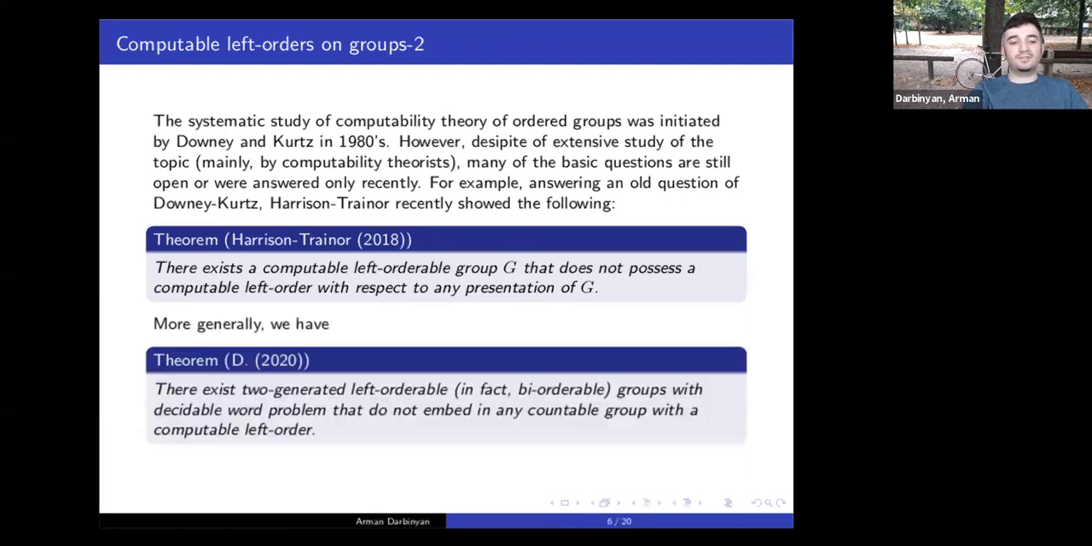I must say that this result was later generalized, and in fact not only for a countable group: there also exists a finitely generated group, in fact a two-generated left orderable or even bi-orderable group, that has decidable word problem and doesn't belong to any larger countable group with a computable left order.